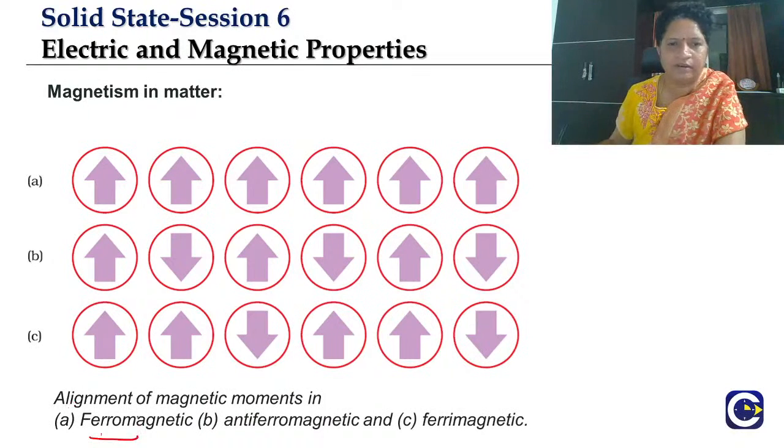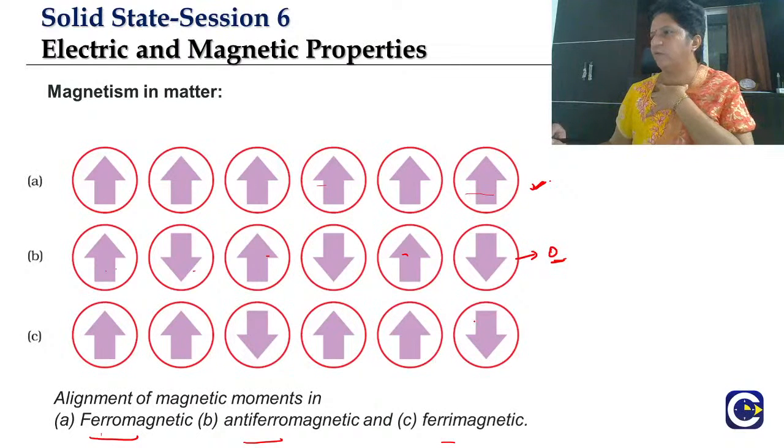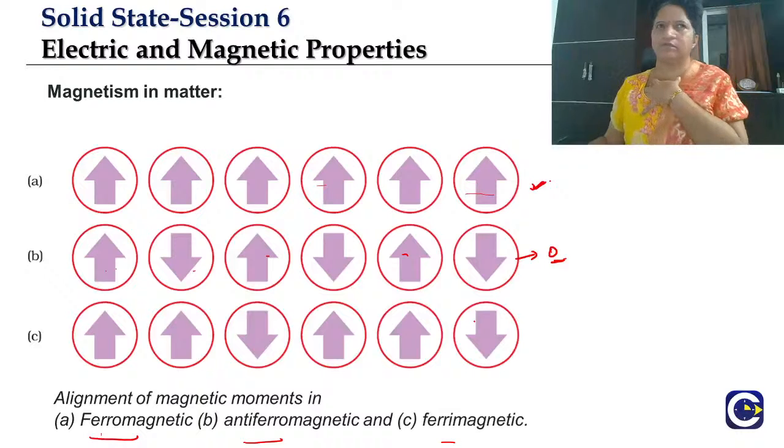In ferromagnetic substances, because of different electrons, all the magnetic moments are in the same direction, so the magnetic property will be more. In antiferromagnetic, there is an equal number of opposite ones: 1, 2, 3 here and 3 there. Equal and opposite magnetic moments make it 0. In ferrimagnetic, at least 1 or 2 will be left, not an equal number of opposite ones.